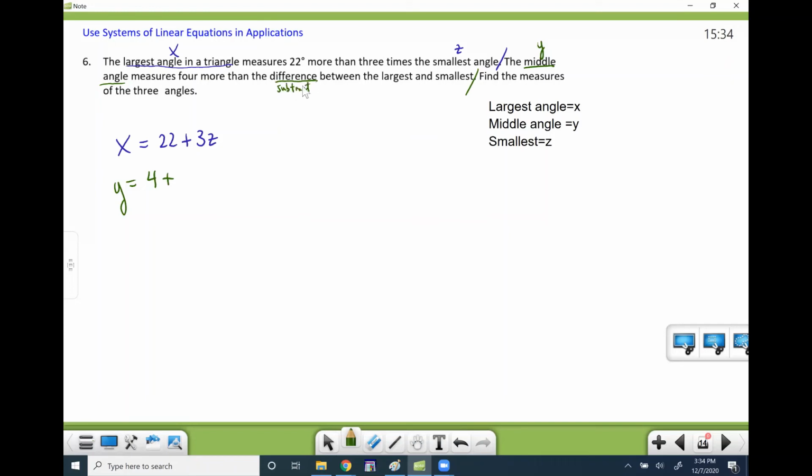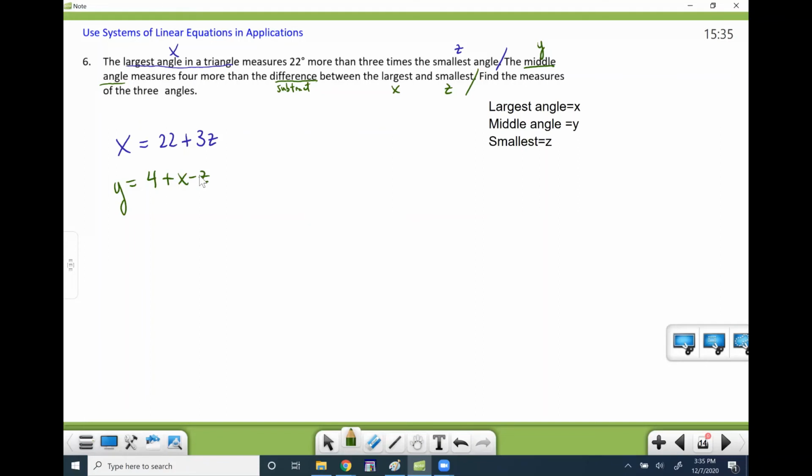The difference between the largest and the smallest. So x is the largest, z is the smallest. So it looks like they want us to do x minus z. Let me just make sure it sounds right. The middle angle, y, is 4 more than 4 plus the difference, so I have to subtract, between the largest, which is x, and the smallest, which is z.